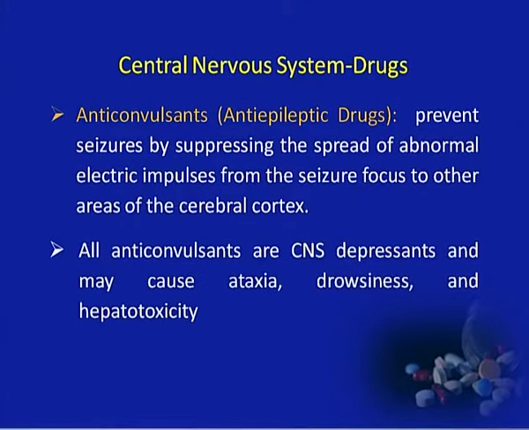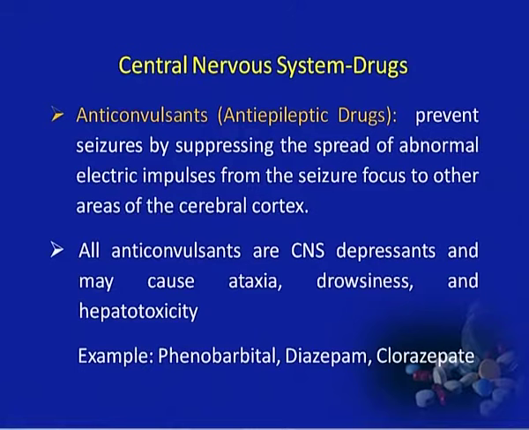Anticonvulsant or anti-epileptic drugs. These drugs prevent seizures by suppressing the spread of abnormal electric impulses from the seizure focus to the other areas of the cerebral cortex. All anticonvulsants are CNS depressants and may cause ataxia, drowsiness and hepatotoxicity. The examples of these drugs are phenobarbital, diazepam, chlorazepate.